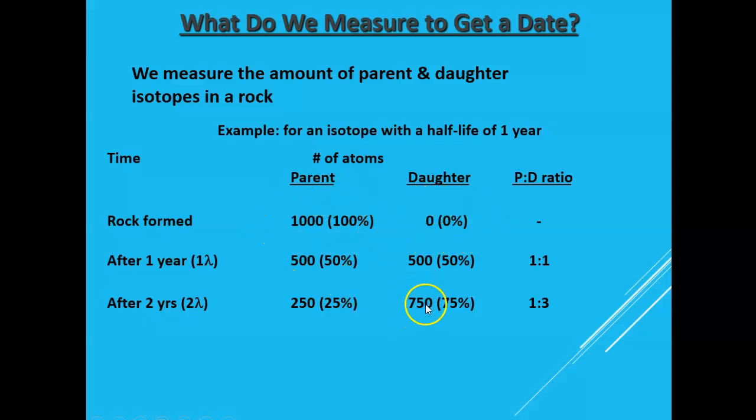I take all the daughter. Where did they come from? They came from the decay of the parent. So I'm going to take this 750 and add it back into the 250. And I always know my starting point. I must have started with 1,000 parent atoms. And of course, no daughter. And then you just take half of what's here. So half of 1,000 is 500. What happened to the other 500? There they are. Now, that was one half-life.